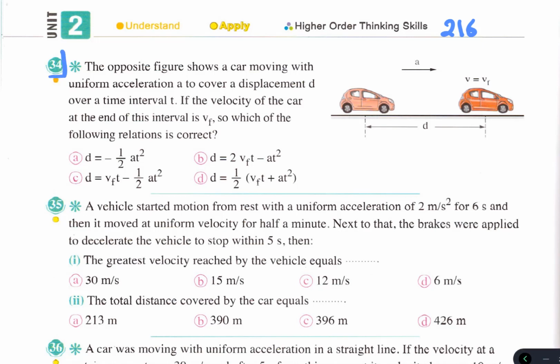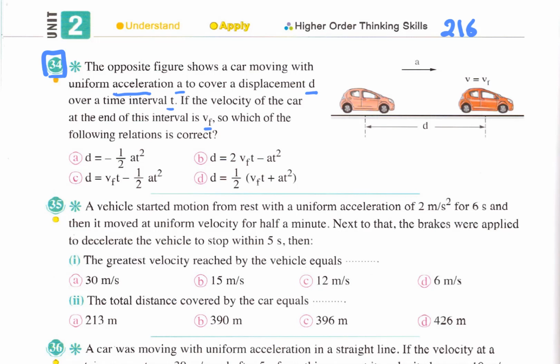Question 34. The opposite figure shows a car moving with uniform acceleration A to cover a displacement D over a time interval T. If the velocity of the car at the end of this interval is V final, which of the following relations is correct?